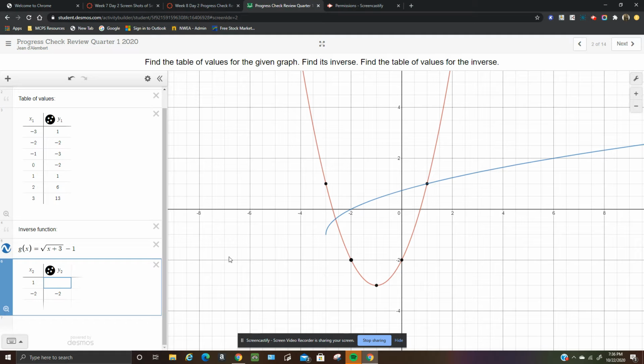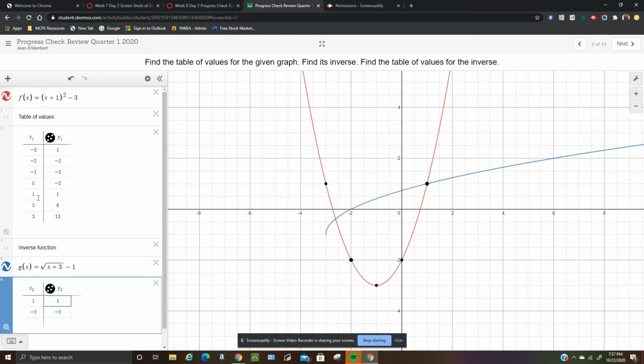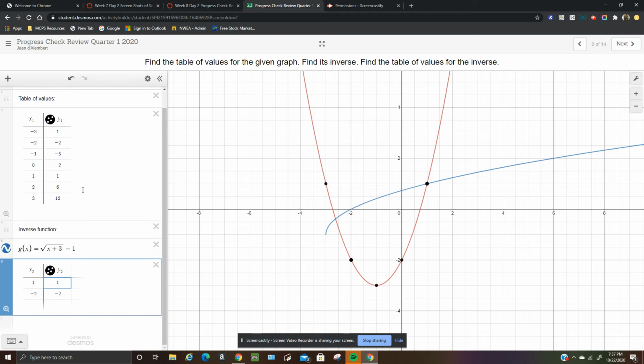Let's see what's going on here. So if I plug in 1 in here, it's 4. Square root of 4 is 2. 1, 1 is on the graph. 1, negative 3 would be the bottom half of this. I didn't graph the bottom half, so.